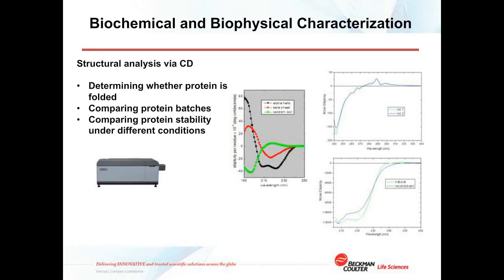Circular dichroism is another method that one can use to understand the folded states of proteins and to compare batches of proteins. If you look in the top right, you see spectra of the green and blue protein from different batches that are slightly different. And similarly, at the bottom right, you see a natural versus a recombinantly expressed version of a protein, and they have different spectra.